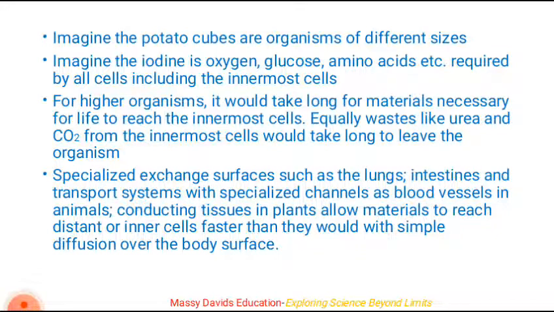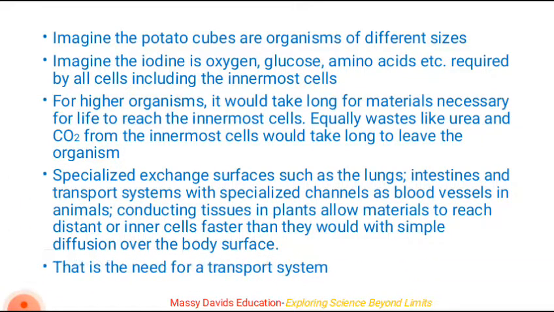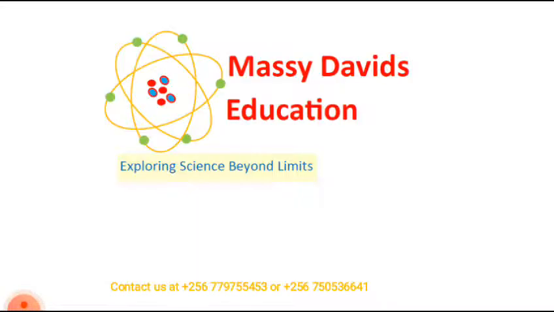Specialized exchange surfaces such as the lungs and intestines, and transport systems with specialized channels such as blood vessels in animals and conducting tissues in plants, allow materials to reach distant or inner cells faster than they would with simple diffusion over the body surface. So that is the need for a transport system, so that materials are easily delivered to the inner cells with less disruption.